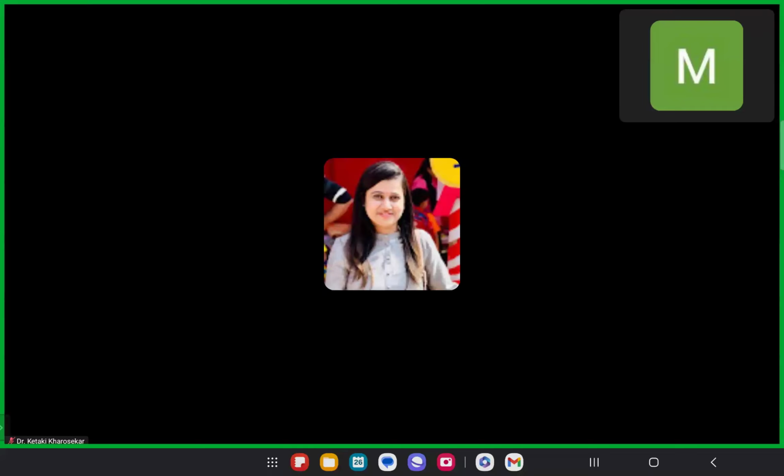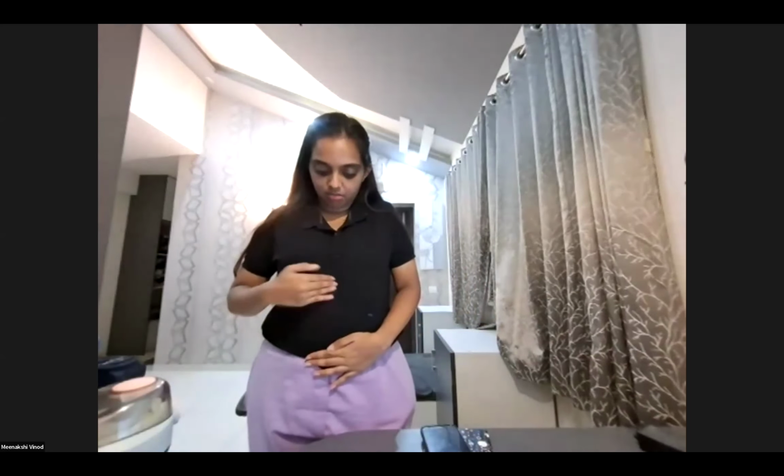Okay. Is my camera visible? Can you see? Okay. So suppose this is the abdomen. In the center you have the linea alba. Most of you who have not had a delivery before, if you touch it, you can find there's an end-feel kind of thing. Beyond this, it will not go. You cannot feel any separation.